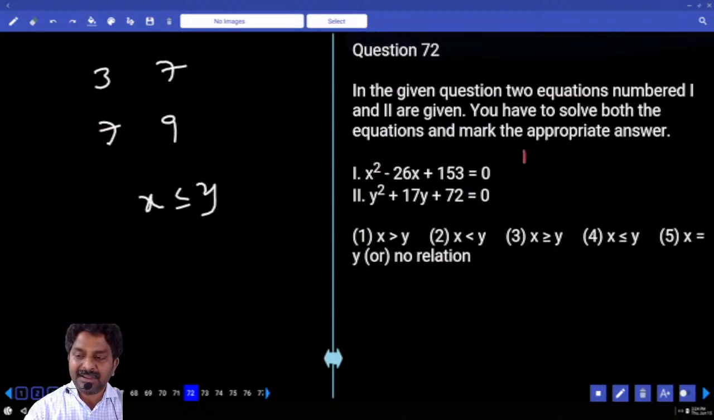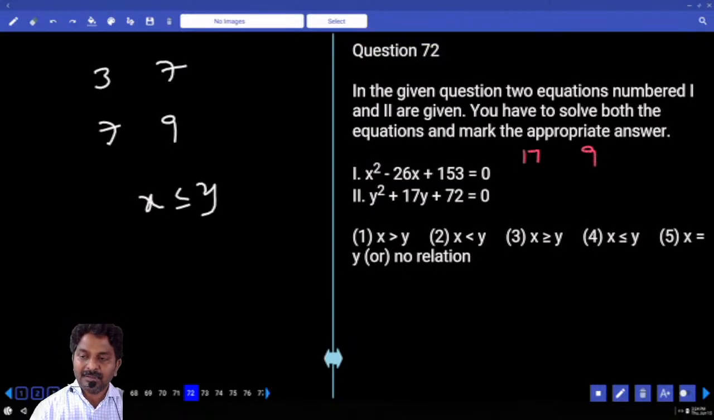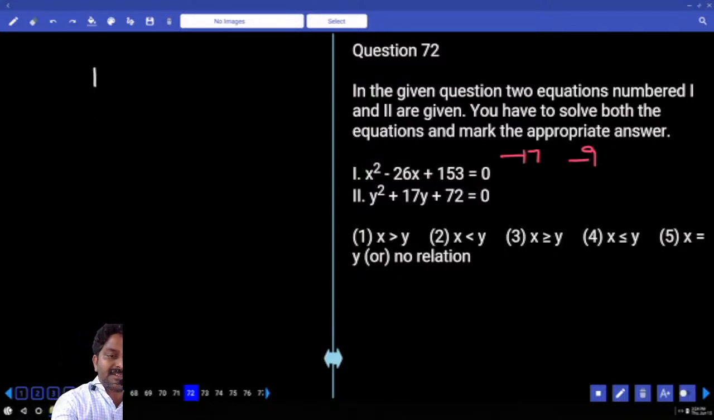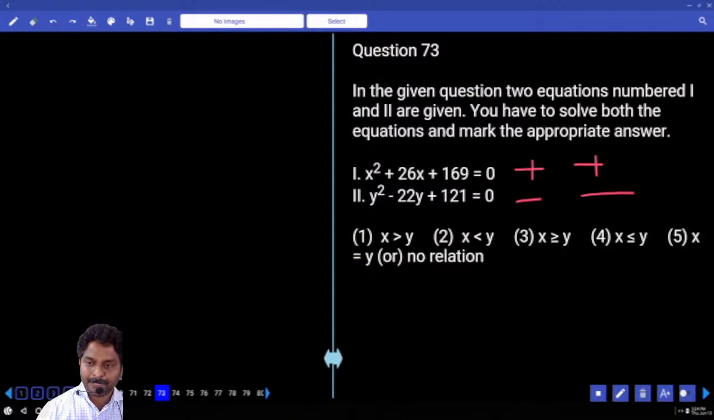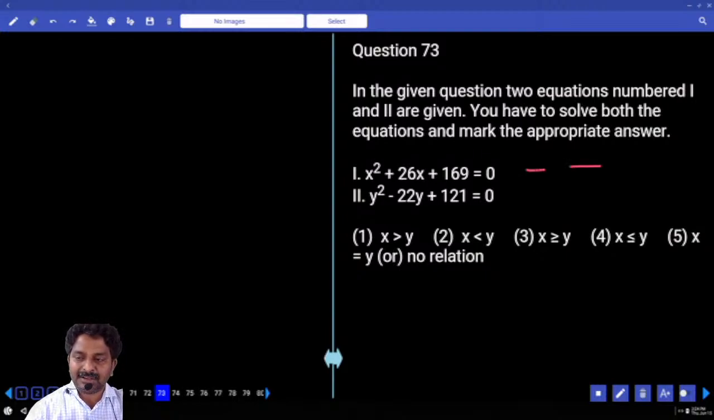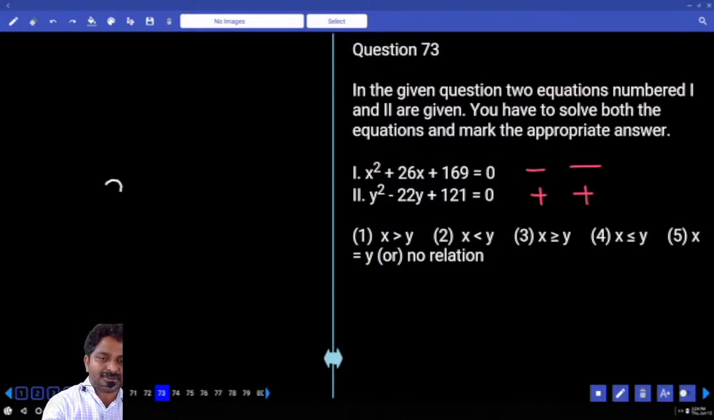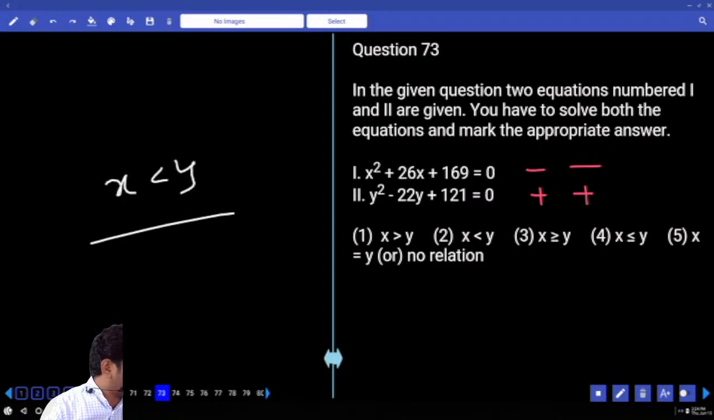This can be written as 17 times 9, minus 17, minus 9, minus 26, correct? Then factors are 17, 9, 72. It's a free question, right? X gets both positive factors and Y gets both negative factors. So X is greater than Y. Don't have to calculate factors. Again, this is also a free question. X gets both negative factors, Y gets both positive factors. X is less than Y.